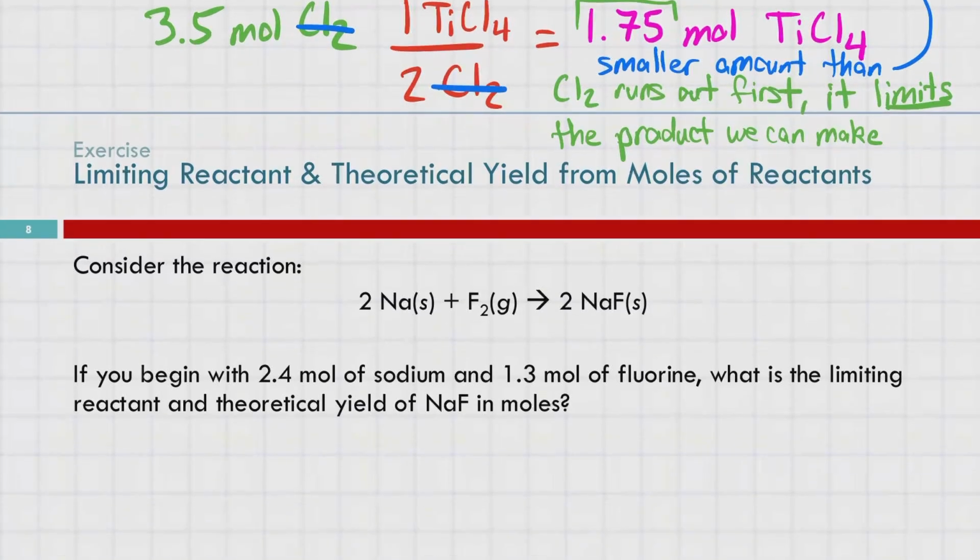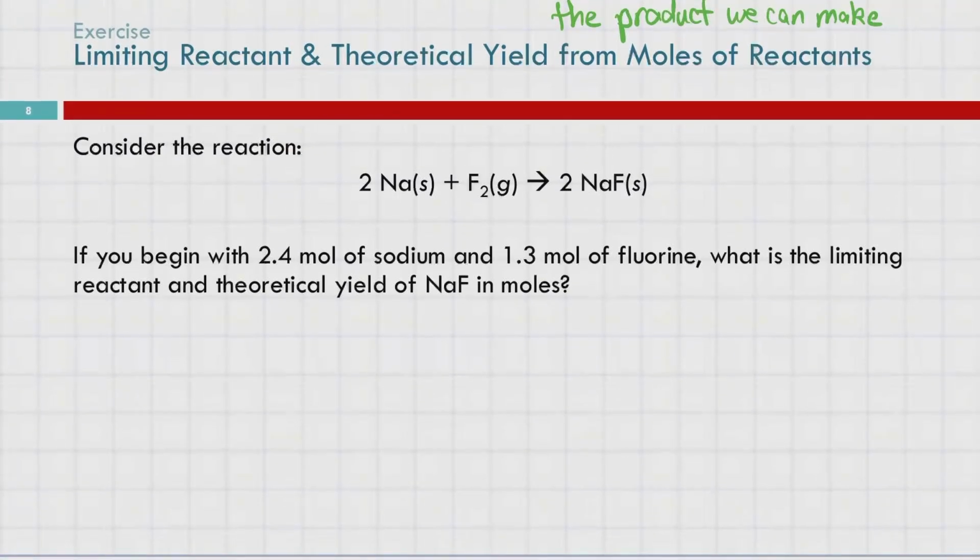All right, one for you to try. Consider the following reaction. It's already balanced for you. If you begin with 2.4 moles of sodium and 1.3 moles of fluorine, what is the limiting reactant? And what is the theoretical yield of sodium fluoride in moles?